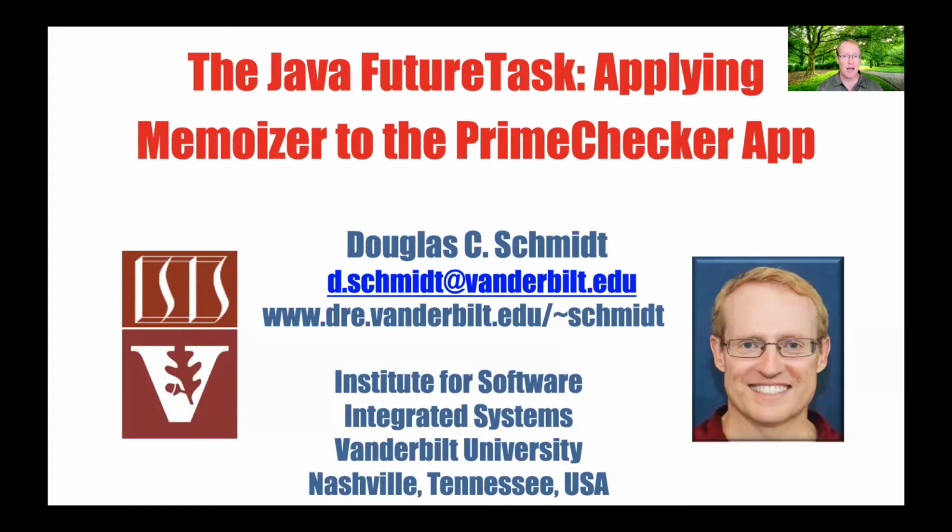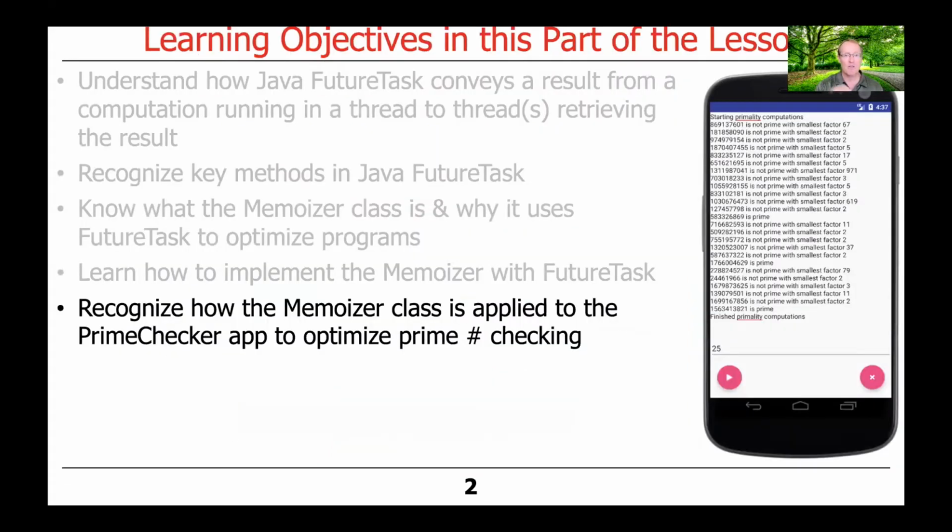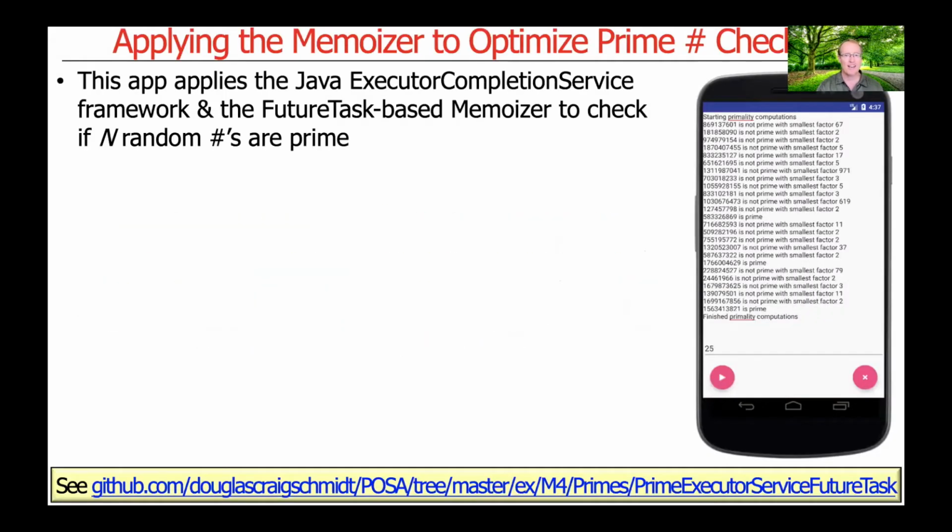Now that we've talked about our Memoizer that was implemented with the future task, let's go ahead and see how we can apply this to our PrimeChecker app that we've been talking about. We've used the PrimeChecker app as our running example as we've been talking through various types of interfaces and mechanisms that are defined by the Java executor framework. And now we're going to go ahead and use this in the context of future task.